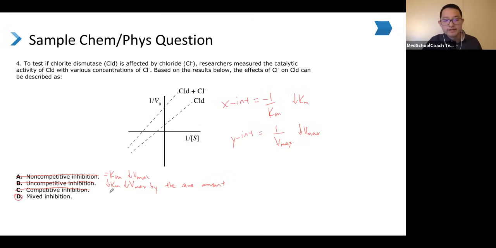And finally, in competitive inhibition, the Km increases, the Vmax stays the same. So that's why in this case, our answer here is going to be D.